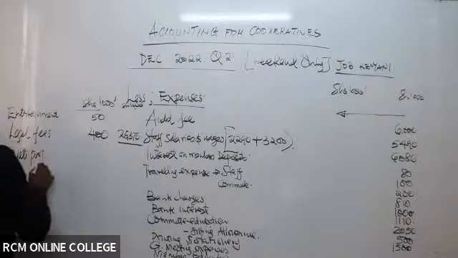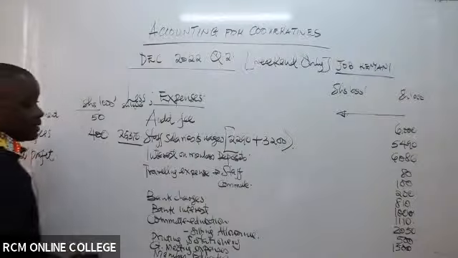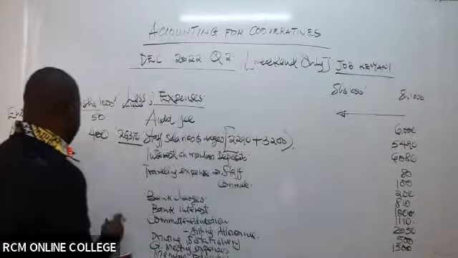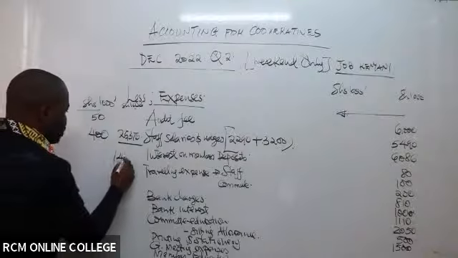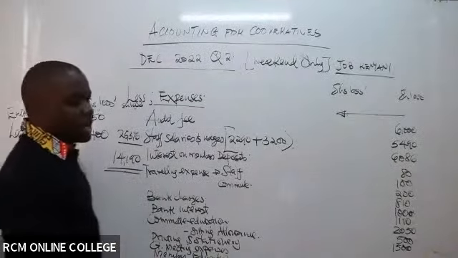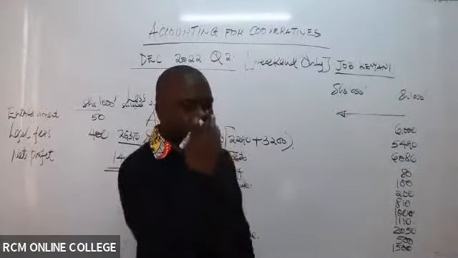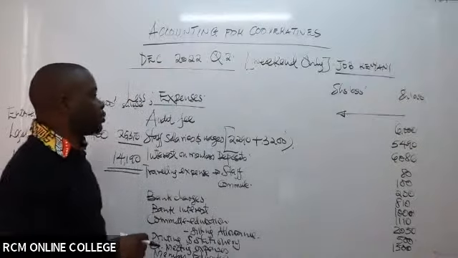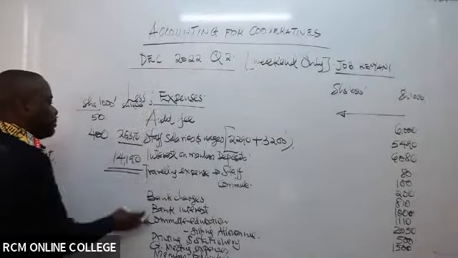So net profit realized, how much are you getting? The net profit realized, how much are you getting? 14,190, so 14,190,000. But remember, in this case, after you do the income statement, you end up having to prepare another account.